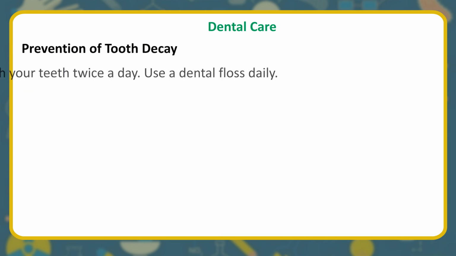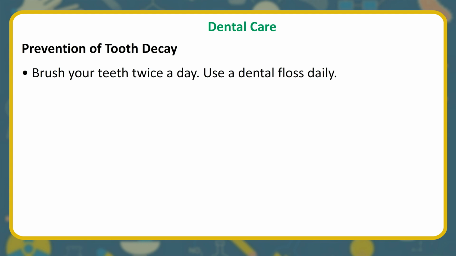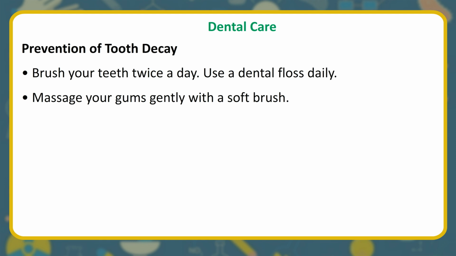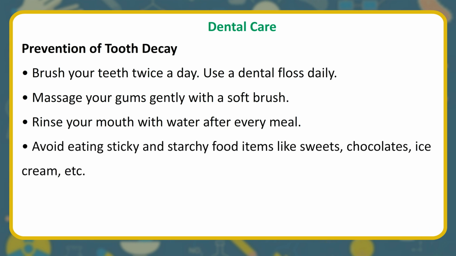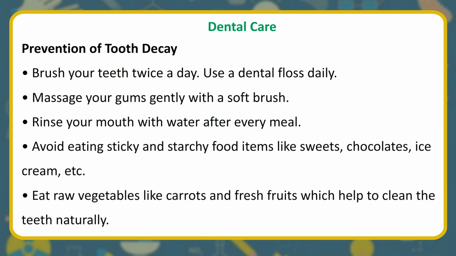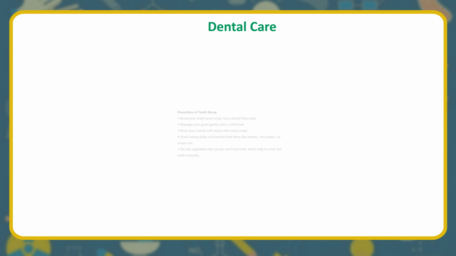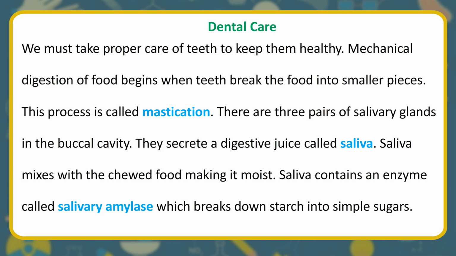Chocolates, sweets, soft drinks, and other sugar products are responsible for causing tooth decay. Prevention of tooth decay: Brush your teeth twice a day. Use dental floss daily. Massage your gums gently with a soft brush. Rinse your mouth with water after every meal. Avoid eating sticky and starchy food items like sweets, chocolates, ice cream, etc. Eat raw vegetables like carrots and fresh fruits which help to clean the teeth naturally. We must take proper care of teeth to keep them healthy.